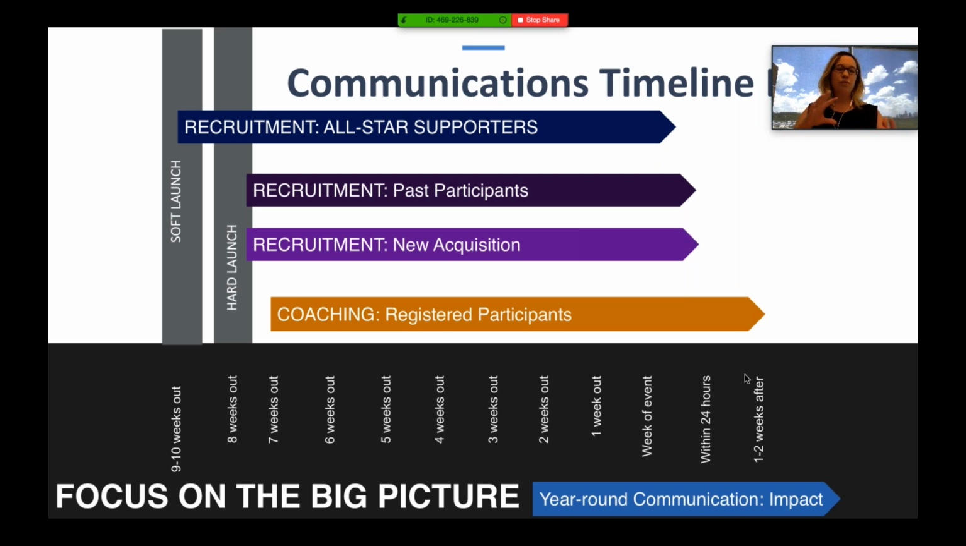So I think no matter what kind of event you're doing, there's always some sort of element of coaching that you're wanting to do to the people who are registered to come.